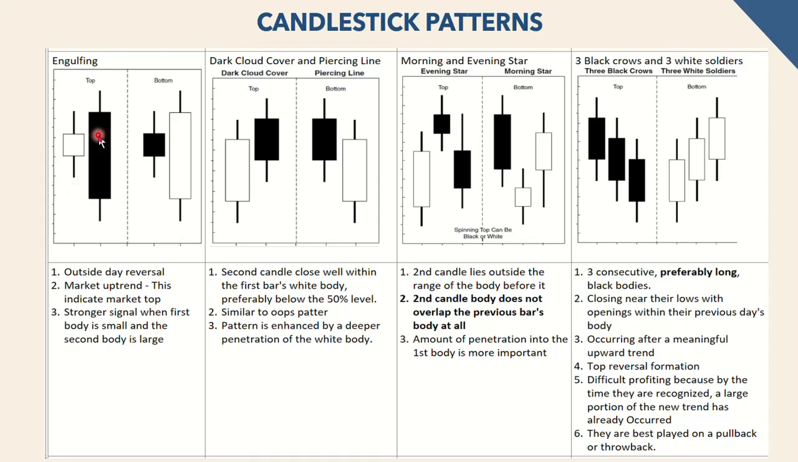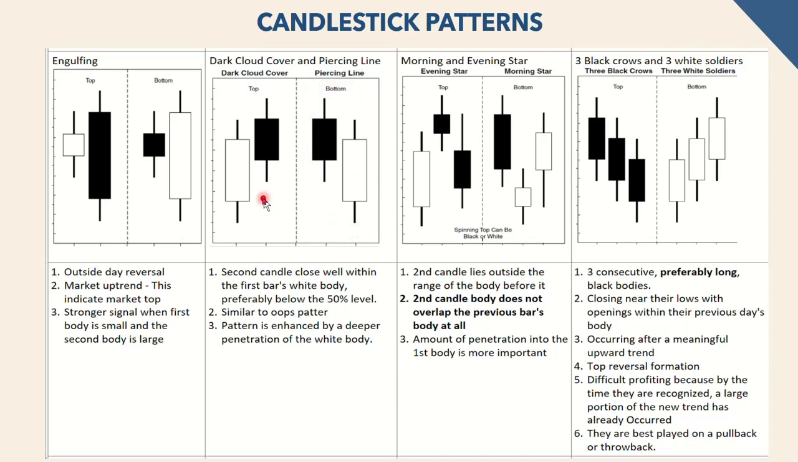We are about to reverse and the market is supposed to go downward. Stronger signal when the first body is small and the second body is large. Dark cloud cover and piercing line. This is the top formation, we call it dark cloud cover. This is the bottom formation, which we name piercing line.